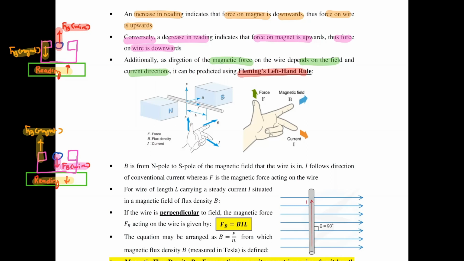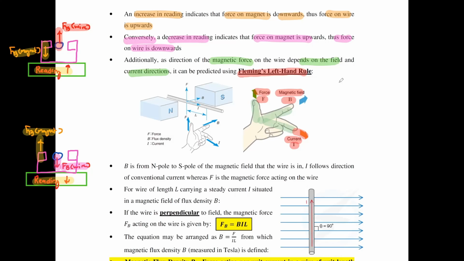Under Fleming's left-hand rule, you are supposed to orientate your thumb, your index finger, and your middle finger perpendicular to each other. Your thumb represents the direction of the magnetic force, your index finger represents the direction of your magnetic field, whereas your middle finger represents the direction of your current.